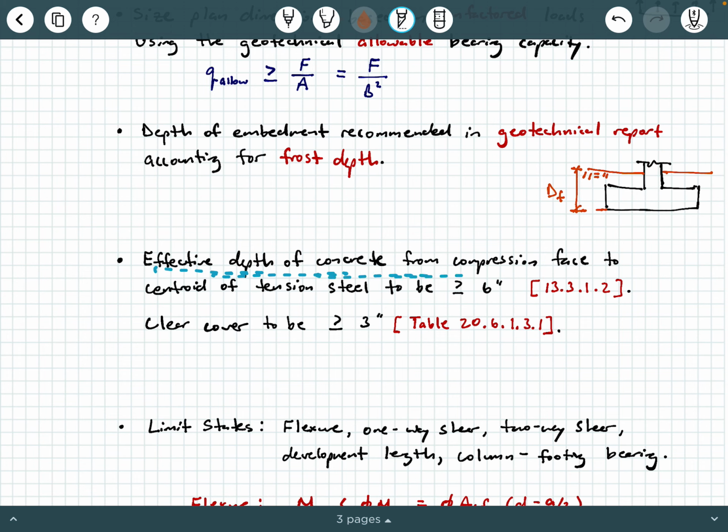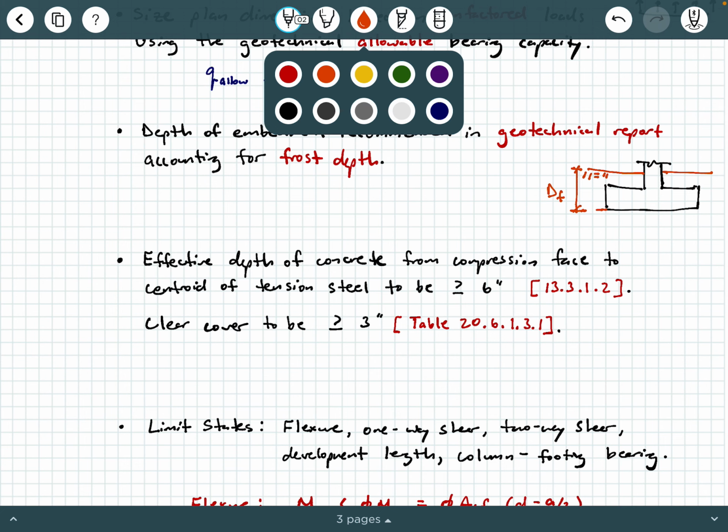Effective depth of concrete from compression face to centroid of tension steel should be bigger than or equal to 6 inches. Now, if you have your ACI 318-14 in front of you, I'm referencing section 13.3.1.2, okay? And so what does this mean? Well, let's draw a little figure, okay?